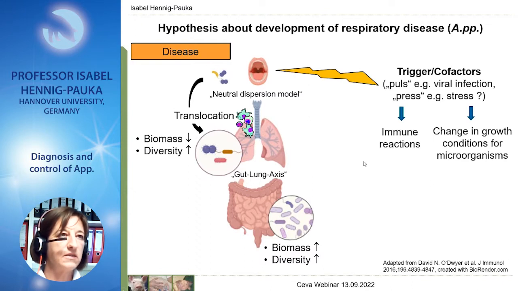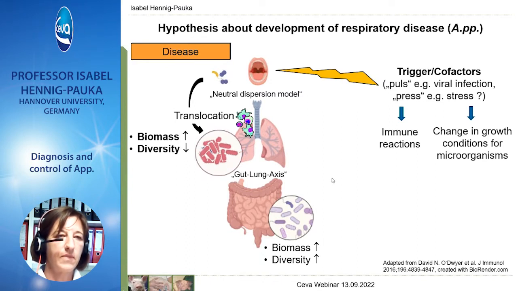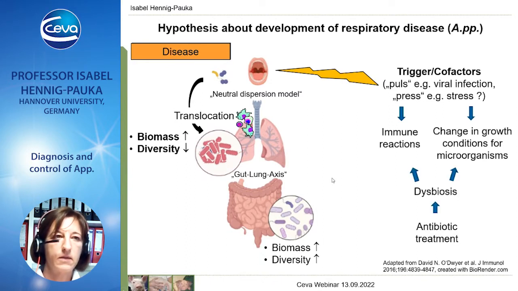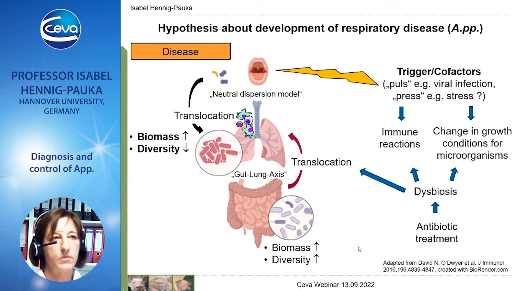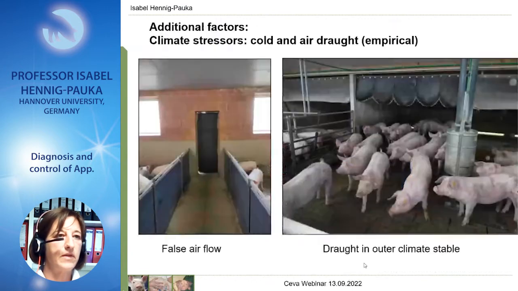You have immune reactions, and a large amount of the same species, so a low diversity, can be translocated to the lung and cannot be eliminated, and you will have disease. This can be exaggerated by dysbiosis in the gut, which might have been triggered by antibiotic treatment. And in the worst case, you have a translocation of gut bacteria to the lung. So this means that control has to take into account the trigger factors, and there are several of them.